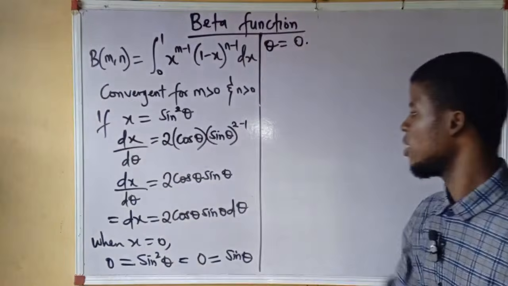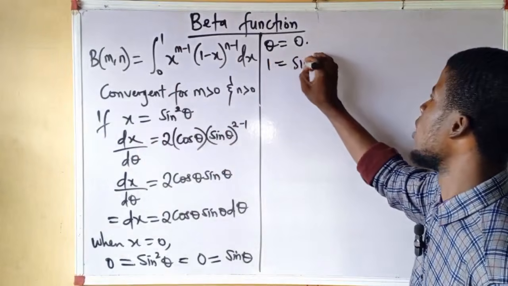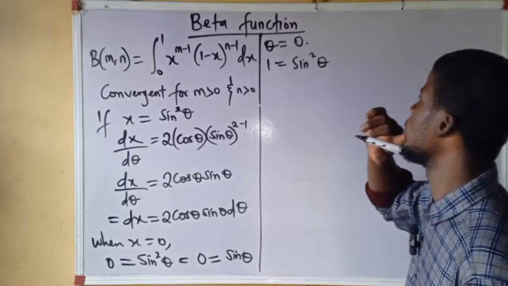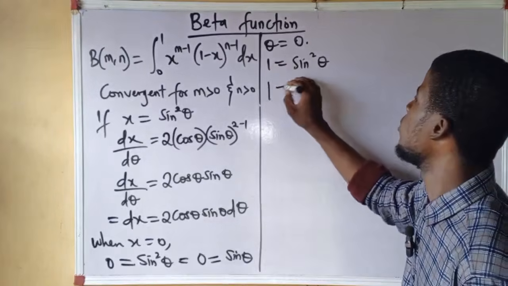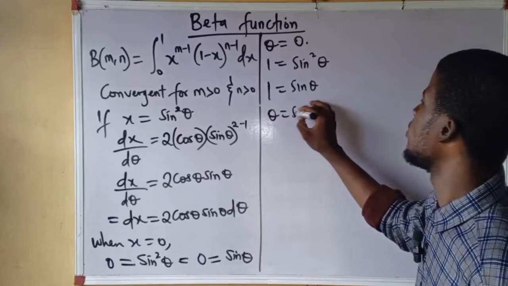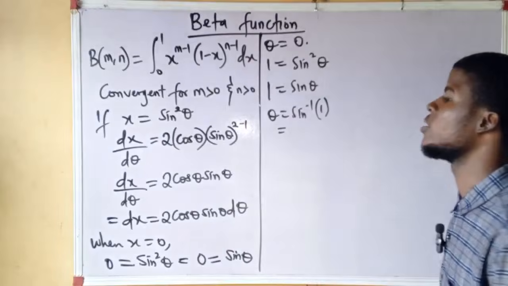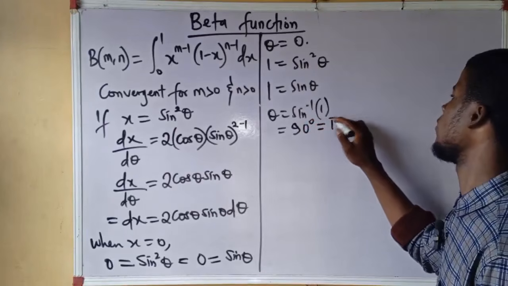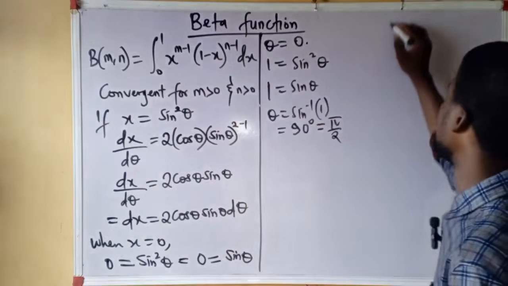Now, when x is 1, it means that 1 will be equal to sine squared theta. Okay, so if I take the square root of both sides, of course, the square root of 1 is still 1. 1 will be equal to sine theta. So that theta will be equal to the sine inverse of 1. The sine inverse of 1 is 90 degrees. Alright, that is 90 degrees, which is equivalent to pi over 2 in radians. Okay, so this integral is now this.